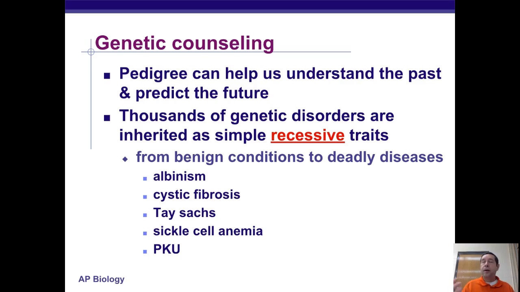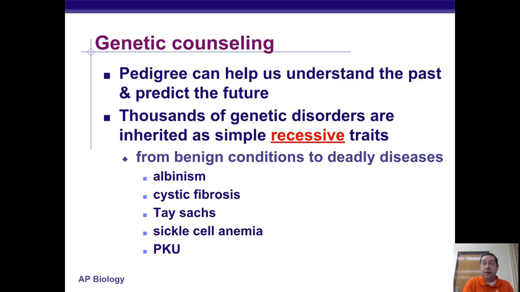So when do we use this? Well, we can use it just to study inheritance patterns, but more commonly today, we might use this when we have a couple that has a history of a disease in their family. They want to know, hey, if we have kids, what's the probability of those kids having this particular genetic disorder? So we can determine the chance of them having things like albinism, sickle cell disease, PKU, and so on.